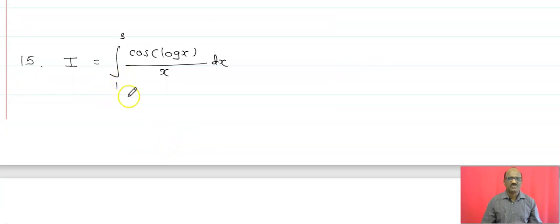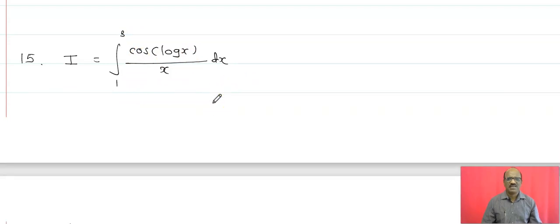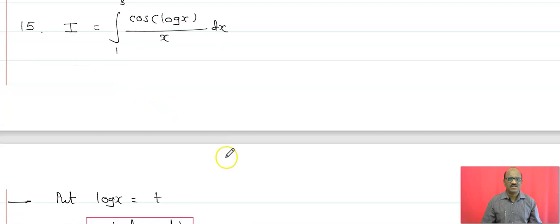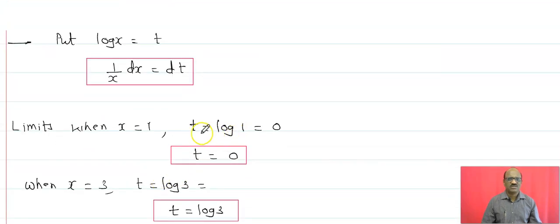Next problem, I is equals to integral 1 to 3 cos of log x upon x dx. Very simple problem. That is put log of x is equals to t. Derivative is 1 upon x dx equals dt. Limits also we have to take. When lower limit is 1, that is x is equals to 1, that t is equals to log of 1, that is equals to 0.